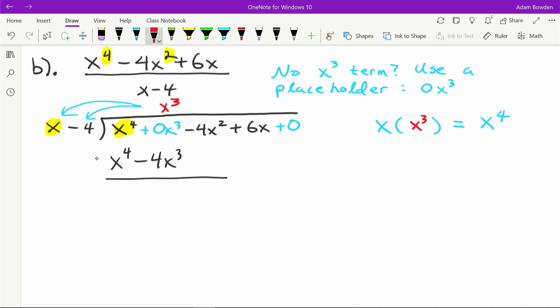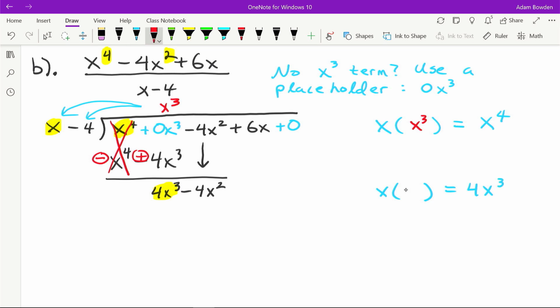We flip the signs to a negative and a positive. Negative x, positive x to the fourth is gone, and we'll have 4x to the third. We bring down the next term, and we do this again. The leading term of 4x to the third. We have to figure out x times blank to get 4x to the third.